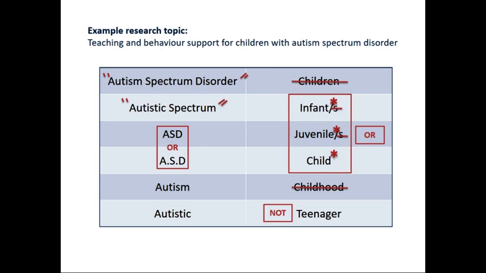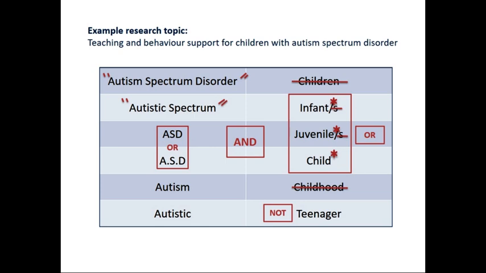So how do you actually put it into a database? Well, we've got another video coming up about that. But if we have two columns of keywords like this, all you need is one more operator, and that will be an AND. So you would search for autism spectrum disorder in quotation marks and infant, juvenile, child, all with or between them, all with a truncation, and probably all in brackets to make sure that they stay together. And then on the end you would put not and teenager, and that will be your first search.